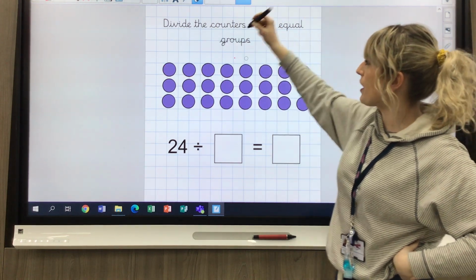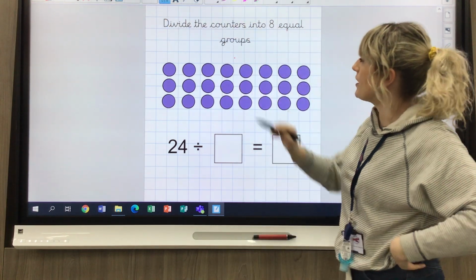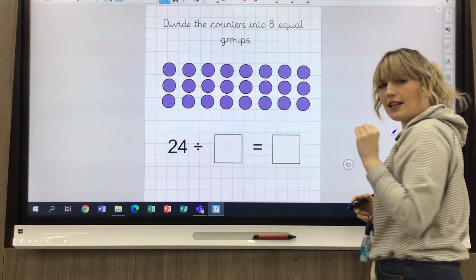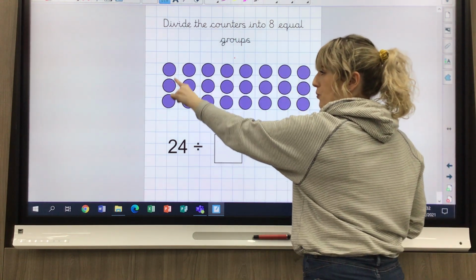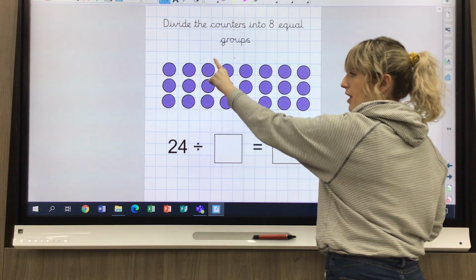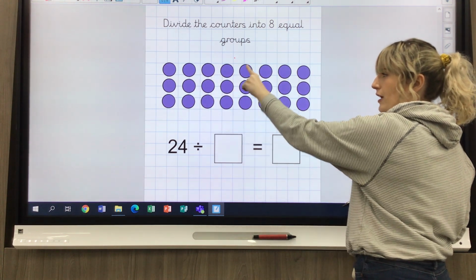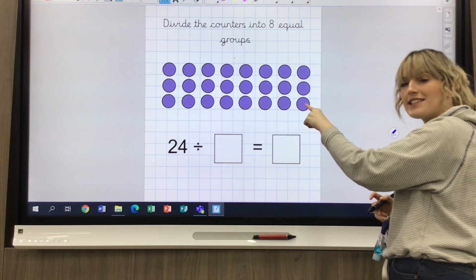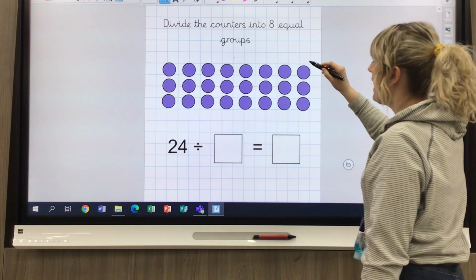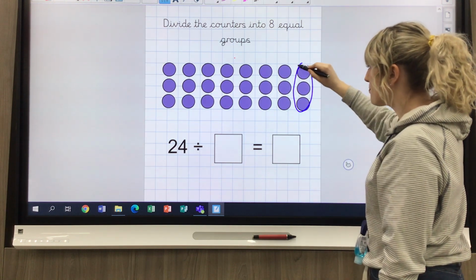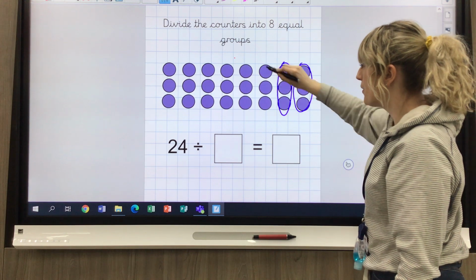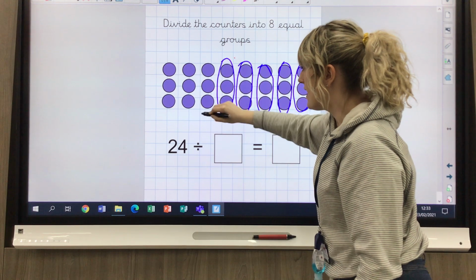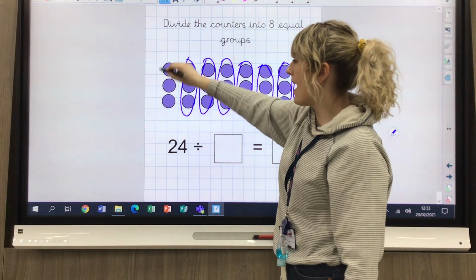Okay, that will do. So then, let's have another little look. I can't find 8 groups if I go across. Let's look in columns then. I've got 1, 2, 3, 4, 5, 6, 7, 8. So if I look at it that way, I can make 8 groups.